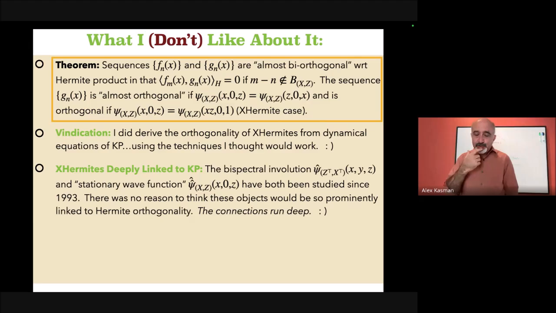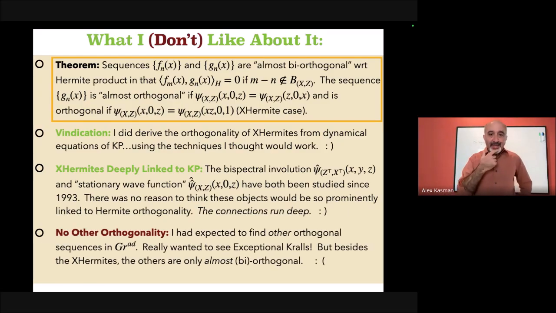And I like that it seems to show that there's some deep connection between the KP hierarchy and the orthogonality of exceptional Hermites, because what turned out to be important? The bispectral involution, which people have been studying since 1993, was important here, even though it wasn't developed for exceptional Hermites. And the KP times were important because we had to plug in -0.5 for y sometimes and 0 for y other times. So I think that shows that there's a deep connection between the KP hierarchy and the exceptional Hermites.